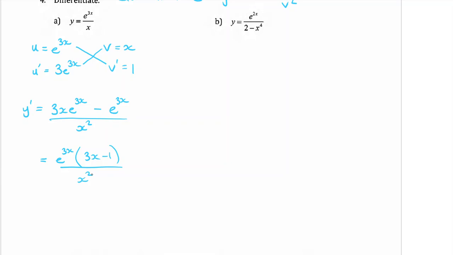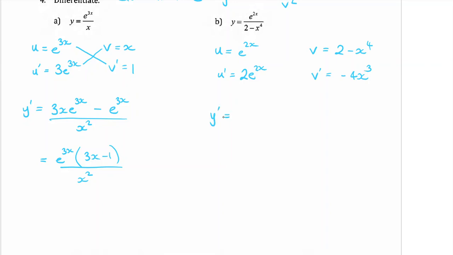B, quotient rule again. u is e to the 2x. v is 2 minus x to the 4. u dash is 2e to the 2x. v dash is minus 4x cubed. This is the biggest thing people have problems with, is they go, exponential, the power doesn't change. But in normal x, normal differentiation, it does. Don't mix them up. Okay, into our rule.